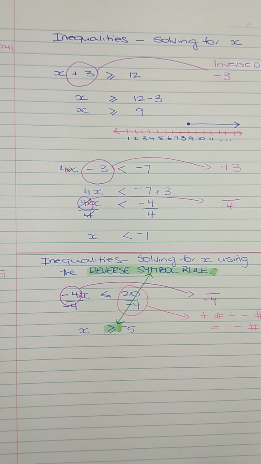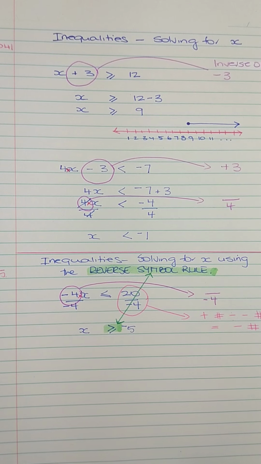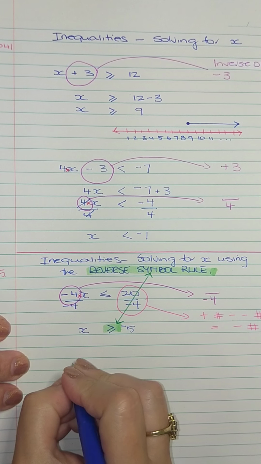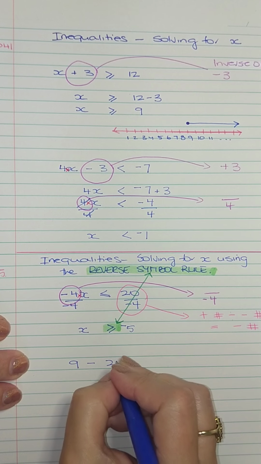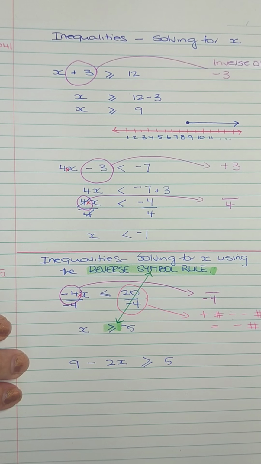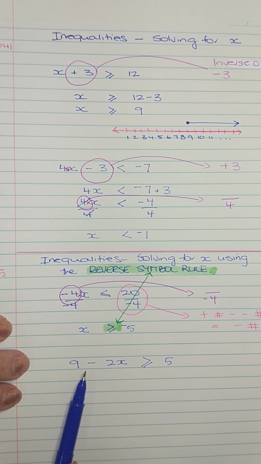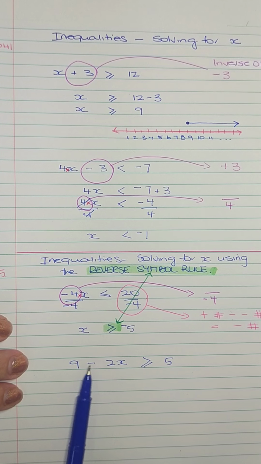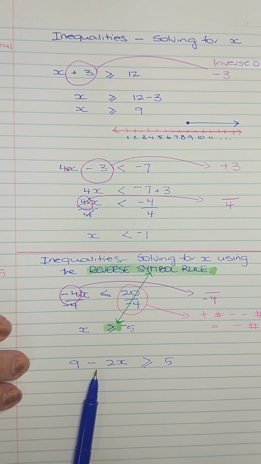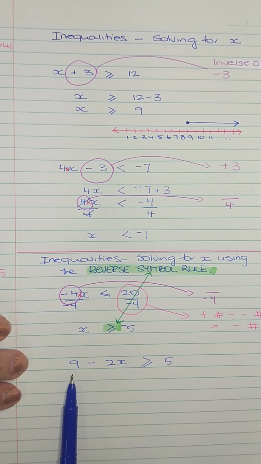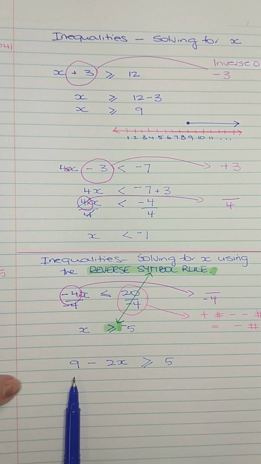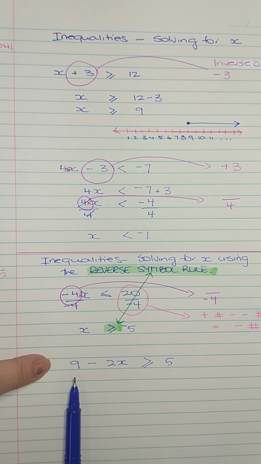All right, let's do one that's a little bit more difficult, simply because of the order that it's written in. Let's look at 9 minus 2x is greater than or equal to 5. In previous examples, the x has always been at the front of the equation, not at the back here. So you'll see what I mean in a moment when we go to use the inverse operation. What we need to ask ourselves is, what is over here before the 9?